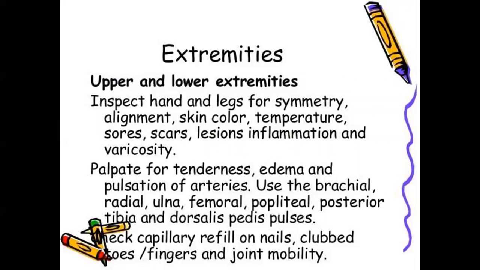So coming to the extremities. Here, how can you do the physical assessment of the extremities? Inspect the hands and the legs for symmetry. Whenever you are doing the physical assessment of the upper and lower extremities, you have to inspect for alignment, symmetry, color, temperature, any sore, scar or lesion, inflammation, and even varicosities.